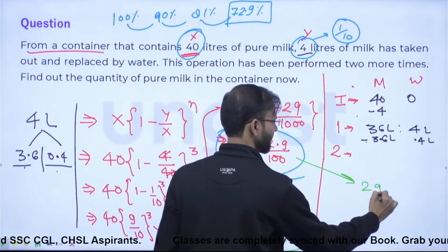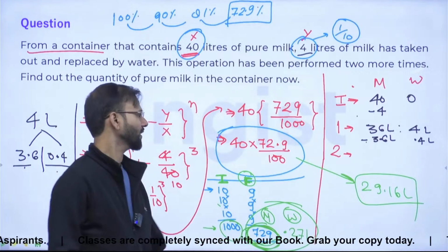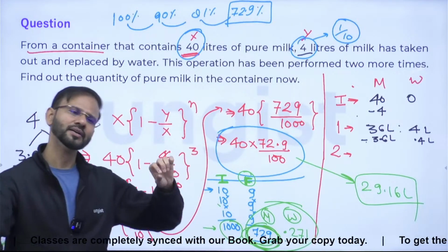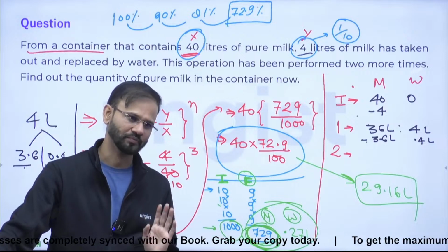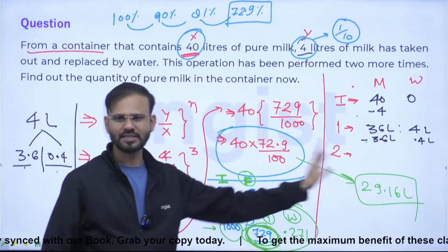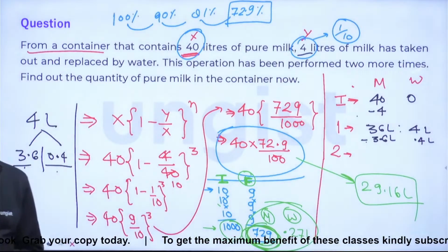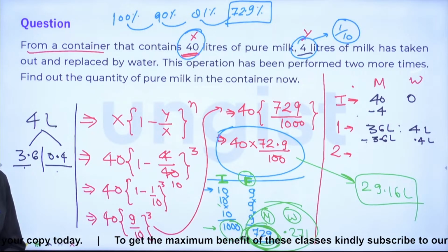फाइनल आंसर इज 29.16 लीटर. ठीक है. इसको जो आप कैलकुलेट करोगे ना क्योंकि 729 into 4 होता है 2916. This I know. 729 into 4 is 2916. So this will become 29.16 liters. The final answer is 29.16 liters. और सर इन दोनों में जो निकल के आएगा वही आंसर आएगा.